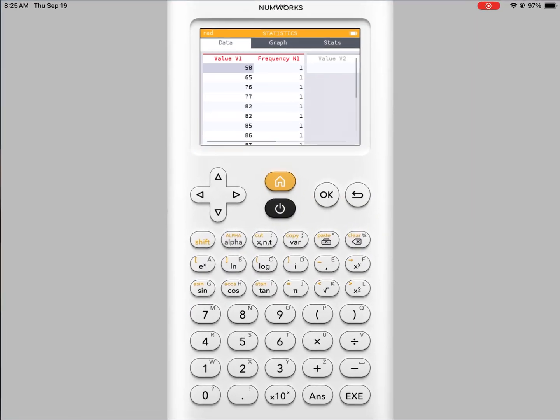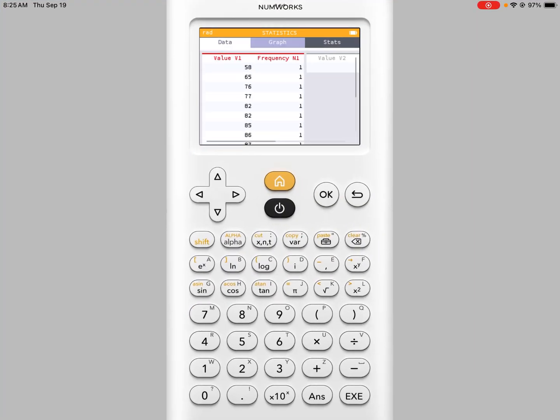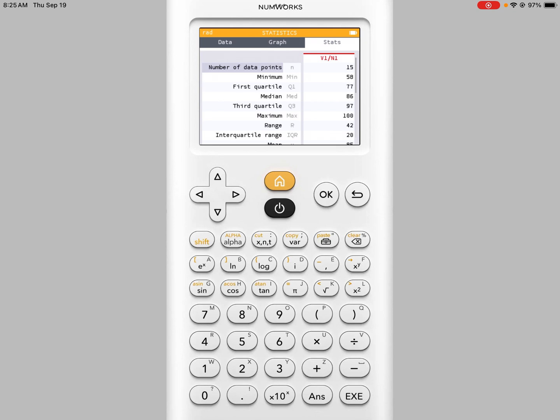So let's just check that with our calculator. I don't think it was 15.5. They got 20. Okay, so you can see there's quite a difference. All right, and you would get that question wrong.